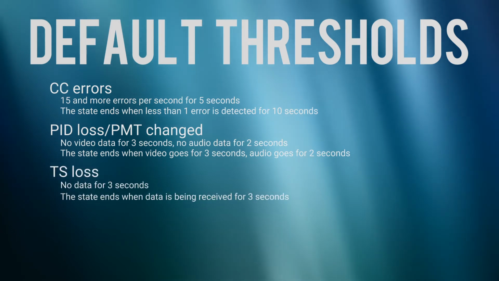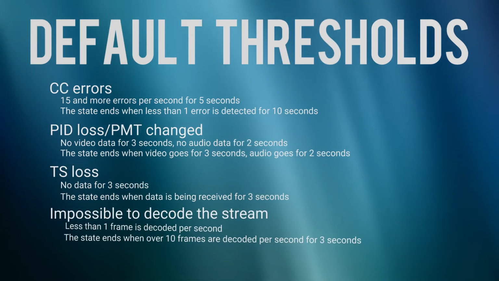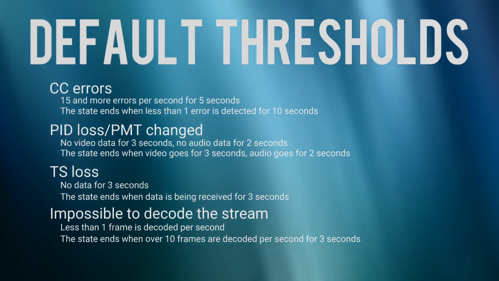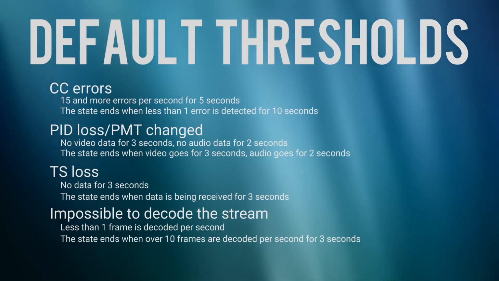TS loss: no data for 3 seconds. The state ends when data is being received for 3 seconds. Impossible to decode the stream: input codec change, encrypted stream. Less than 1 frame is decoded per second. The state ends when over 10 frames are decoded per second for 3 seconds.